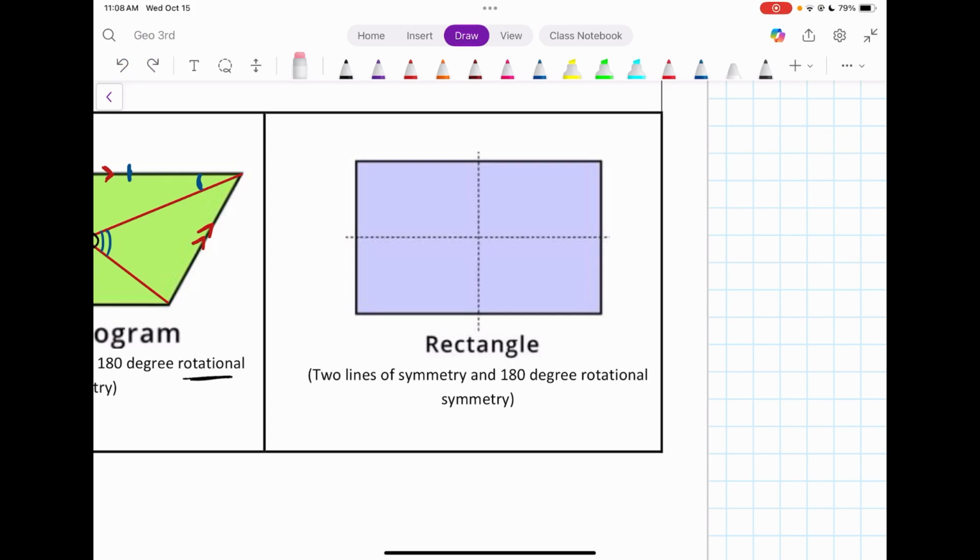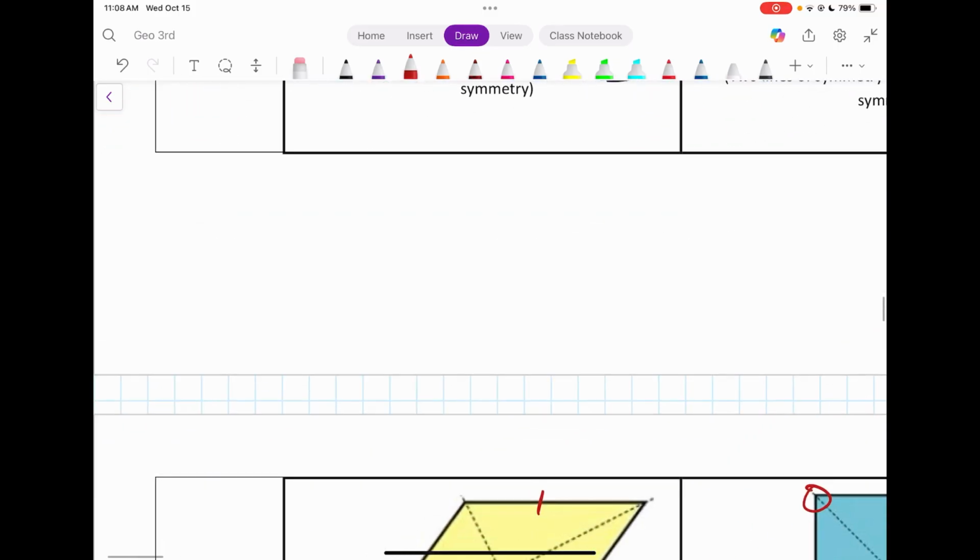In addition to that, if you knew the measure of this angle right here, let's say that was like 50 degrees, then obviously this would also be a 50-degree angle. And you can actually see the isosceles triangle inside there.